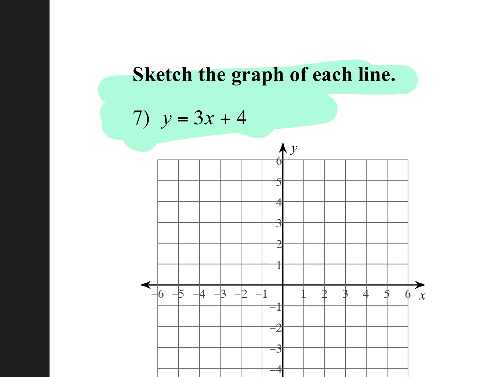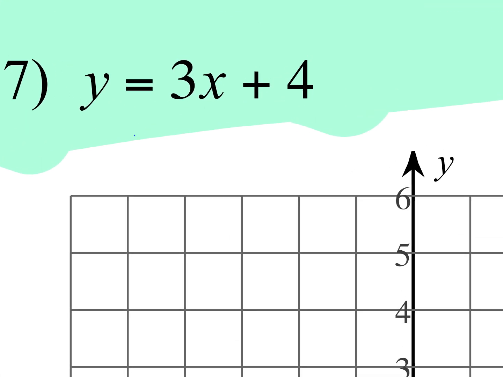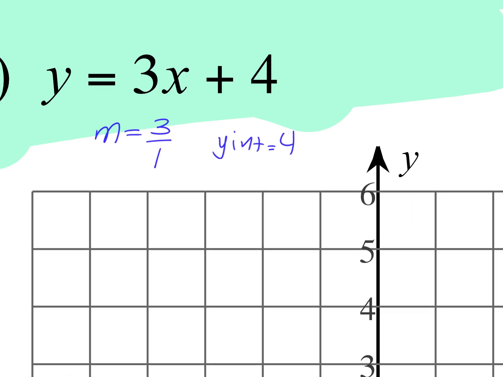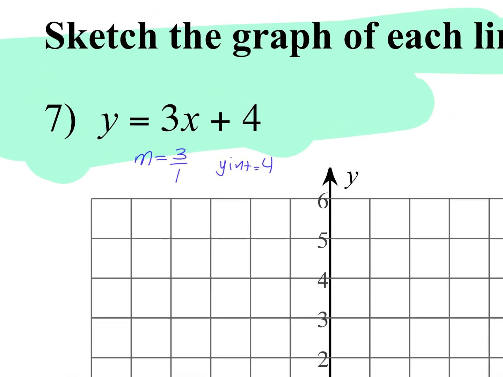Slope and what? Y-intercept. So in this case, what is the slope for this one? 3/1. And what is your y-intercept? Positive 4. All right. What kind of a line is this? Positive or negative? Positive. So give yourself a little picture. Say, okay, it's sloping upwards.